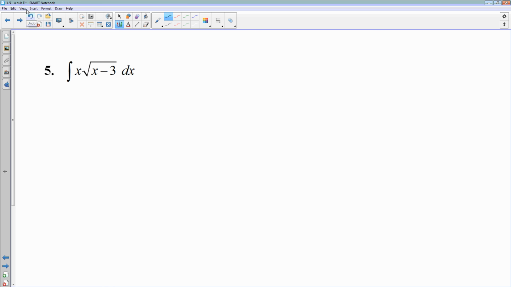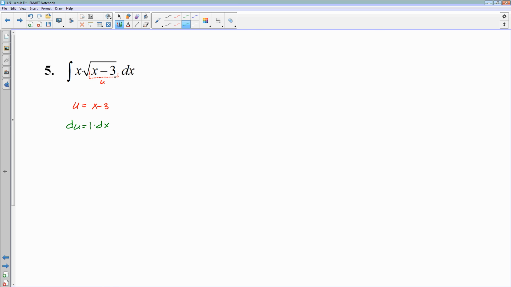Let's try another one along the same lines. I'm going to let, in this problem, u be x minus 3. It's on the inside of the radical, so that's where my eyes are drawn. The derivative of that, the derivative of x is 1. The derivative of negative 3 is 0, so we're left with 1 dx, and we have the same situation. Here's my u.